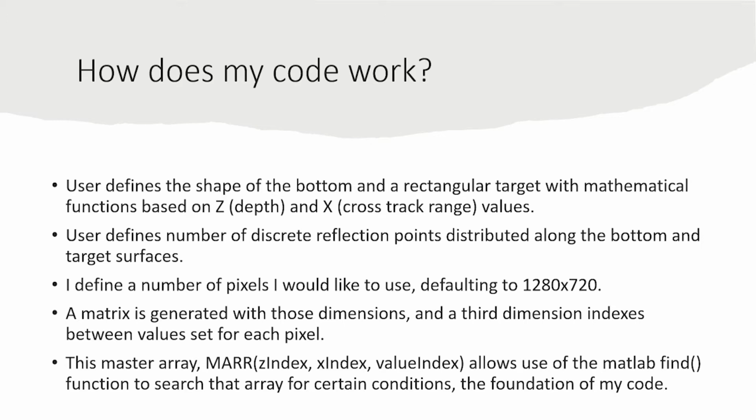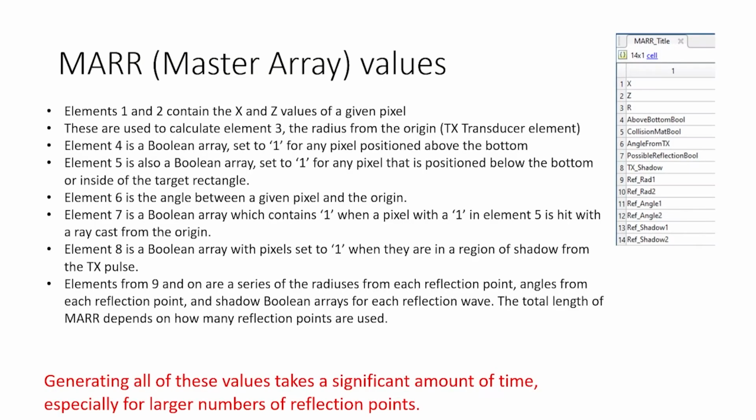So again, I can index in the master array by the Z or depth index, the X or crosstalk range index for the pixels, and then the value index for what value I want to pull out of that pixel. And here are some of the elements in the master array. So elements 1 and 2 contain the X and Z values of a given pixel. And then those are used to calculate element 3, which is the radius from the origin, where the TX transducer lies.